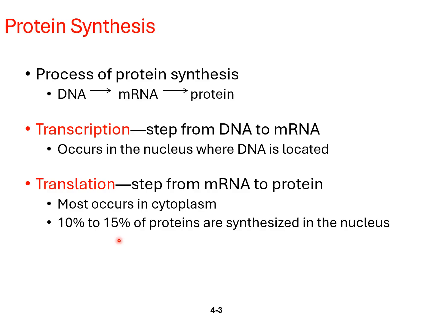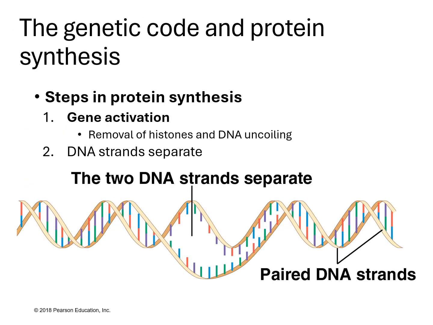And then 10 to 15% of the proteins are going to be synthesized in the nucleus. This is why when I originally said in the other micro lecture that some of that stuff was called junk, well, they're able to find out that some of that stuff is actually very important. So some of the proteins get synthesized in the nucleus to be used inside the nucleus. So let's look at this.